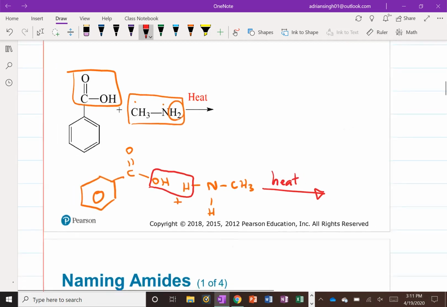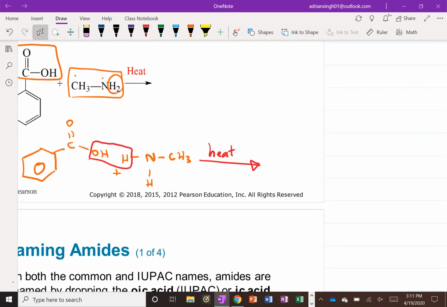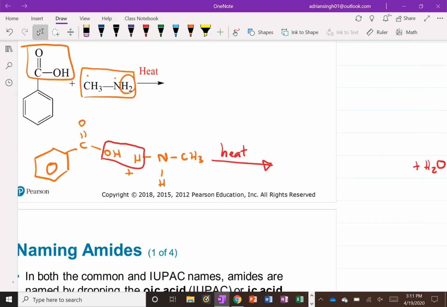All right, so we're going to end up making water as one of the byproducts. It's not the most important product. The amide is, right? And we're going to be making now a new bond between the carbon and that nitrogen. So again, a good way to start drawing the product is to draw everything that doesn't change first.